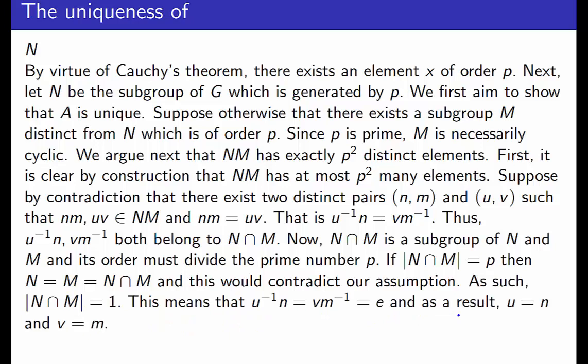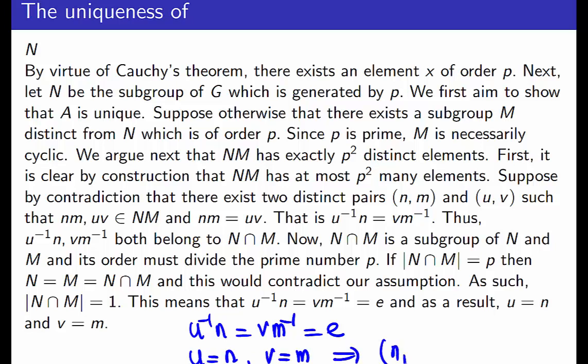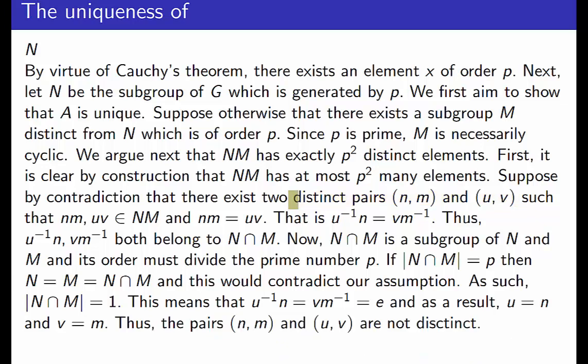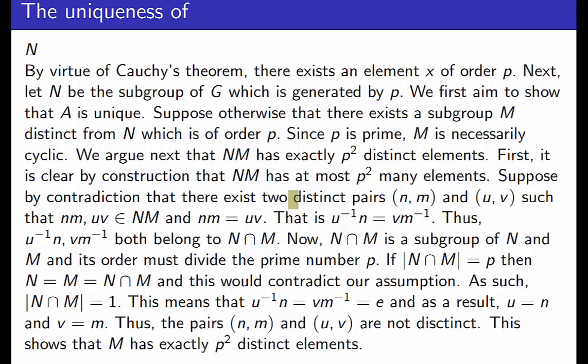But that tells you then that u inverse n must be v m inverse, and that is in N intersect M, so that must be the identity. But if that's the case, then u must be n and v must be m, which then implies that the pair nm must be the pair uv. But this contradicts the fact that we have stated here that these are distinct pairs.